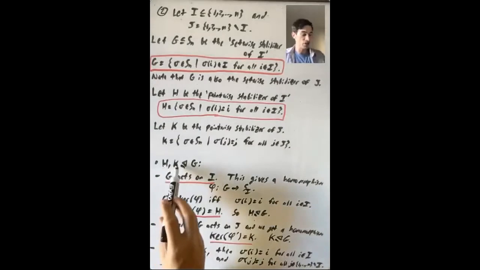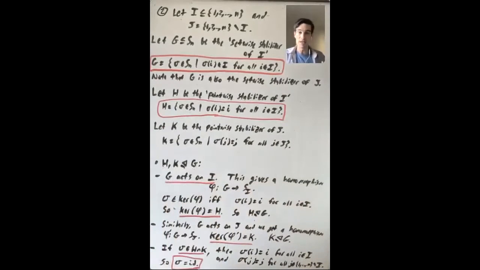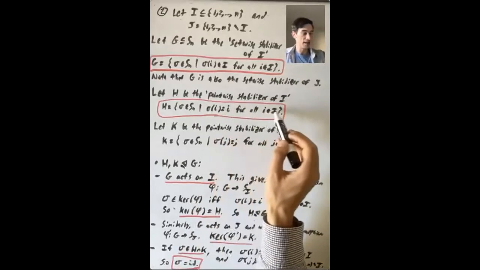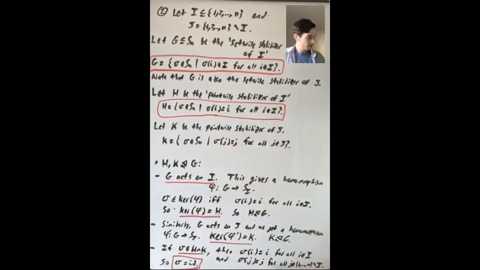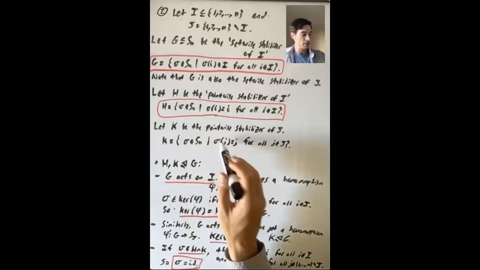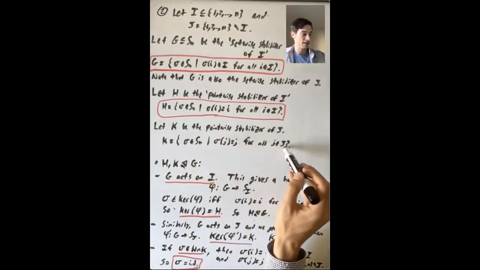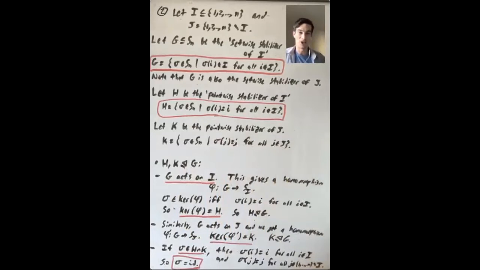So we've seen that H and K are two normal subgroups inside of G. If we want to apply this recognition theorem for direct products, we have to understand their intersection. So what does it mean for sigma to be in the intersection of H and K? Well, it's in H, so sigma of i equals i for all i in the index set. And it's also in K, so sigma of j equals j for all elements j in the set capital J.